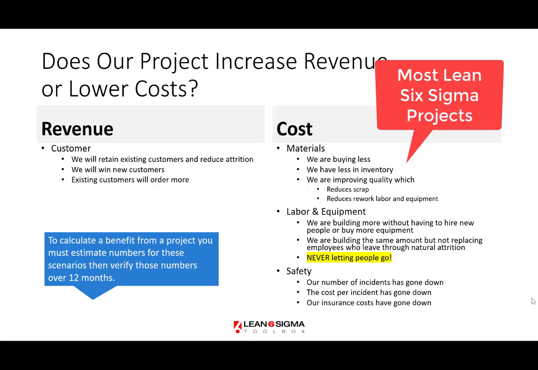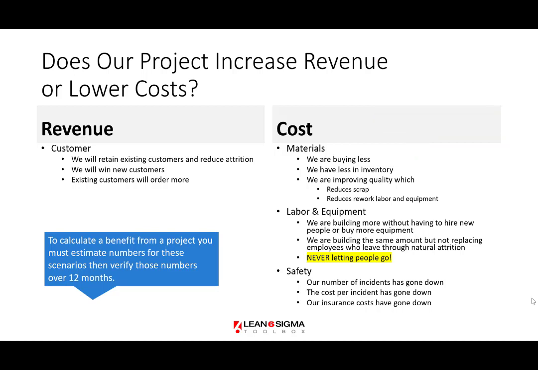So when you look at the cost structure, you really can look at these three categories. Can we reduce the amount of materials we're buying, use less inventory, or improve the quality of the materials so we're not scrapping as much? Can we improve our labor and equipment efficiency? In other words, getting the same amount of work done with less human capital, less human resources applied to that job. And then the third one would be safety.